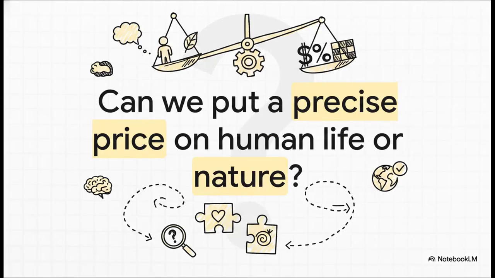So all of this really leaves us with a profound question to think about. Is it truly possible to put a precise price tag on a human life or the natural environment? Economics tries its best because, well, it has to in order to make policy. But the math is always going to be a delicate balancing act.